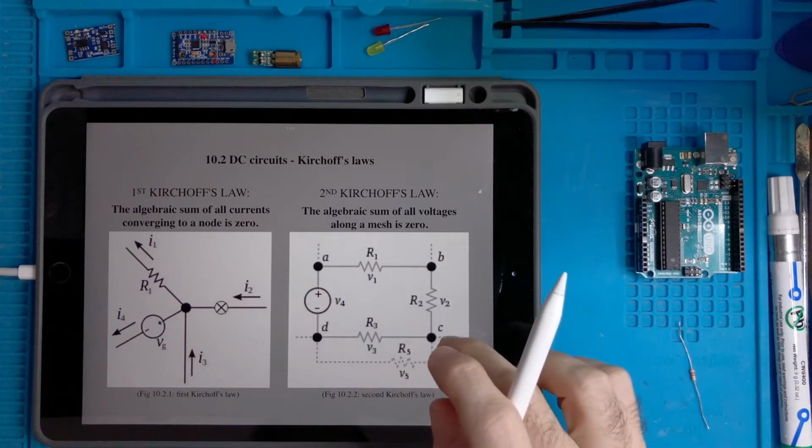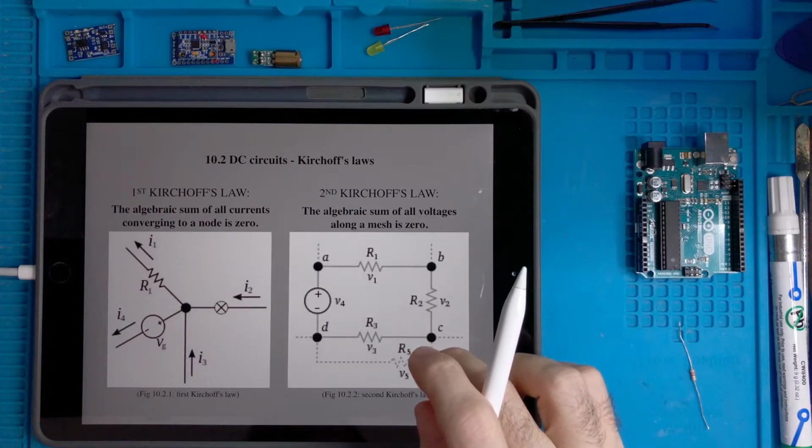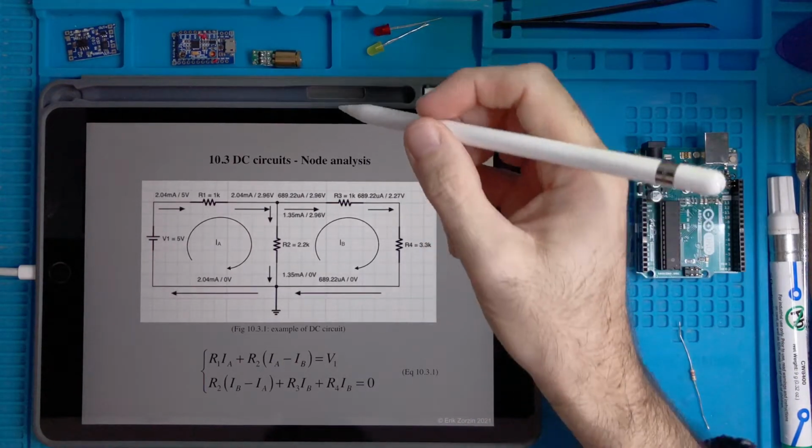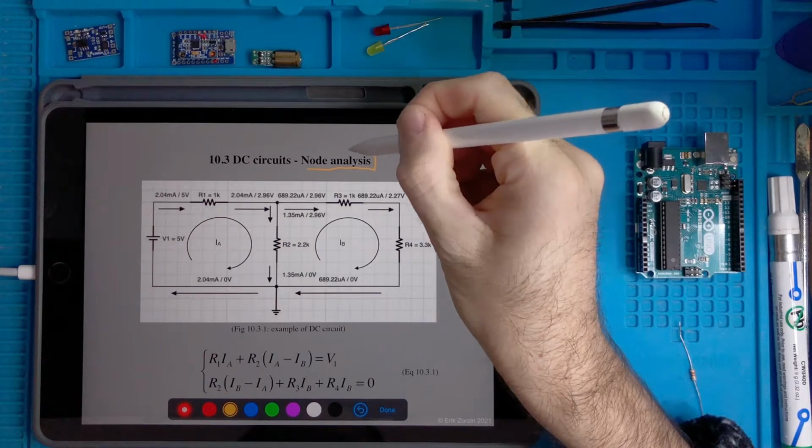So with those two principles, we can do one thing, which is what is called solving a circuit. So here we have a circuit. There are different ways of solving a circuit, but I believe that the most interesting one is what is called node analysis.